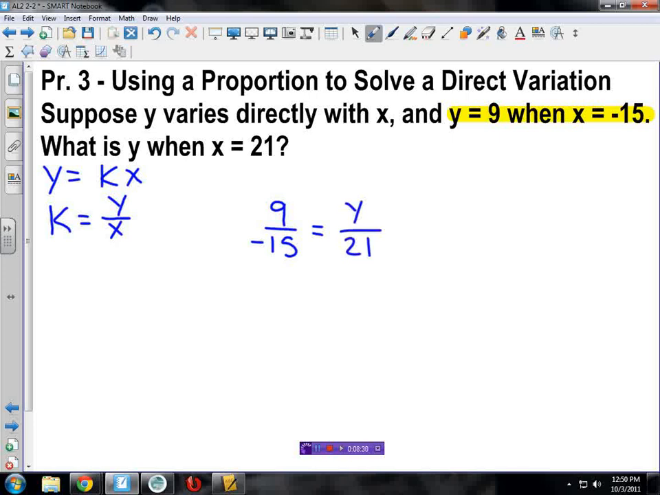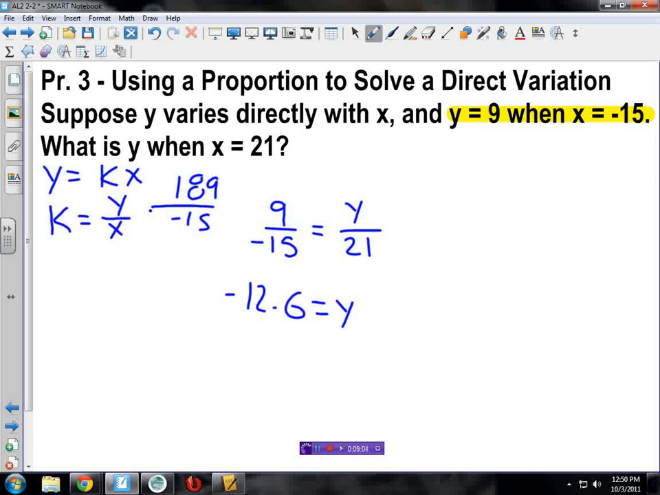Do we know how to solve these proportion problems? Right, you guys remember the shortcut way that Mr. B teaches us? And yeah, we go 9 times 21, which is 189, divided by negative 15, which is, I don't know, 12.6? Is that what it is? Oh, negative 12.6. So we get negative 12.6 is equal to y, okay?